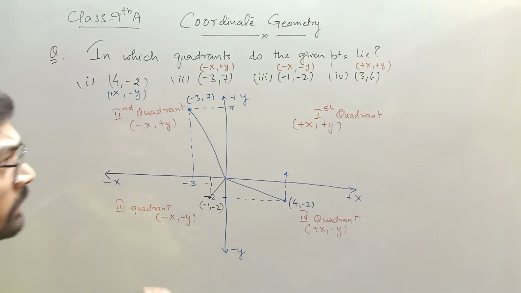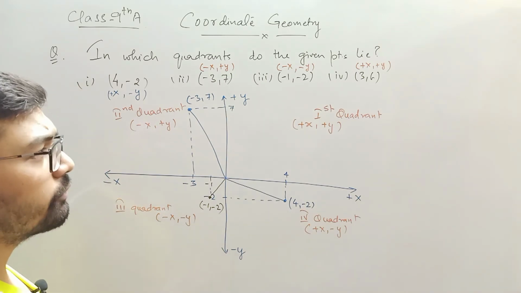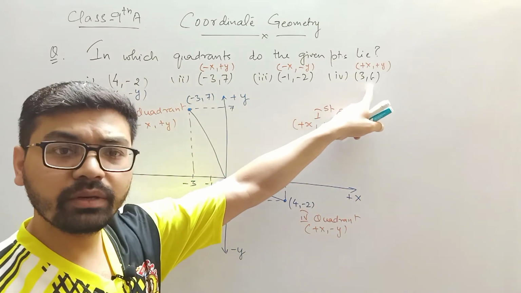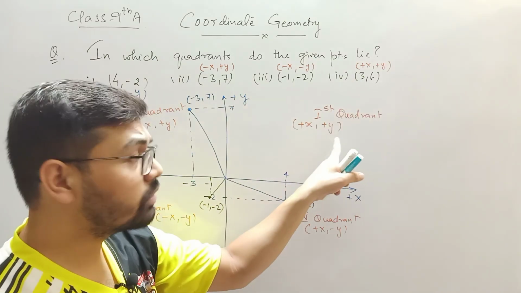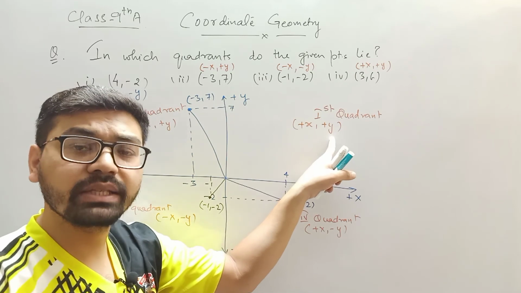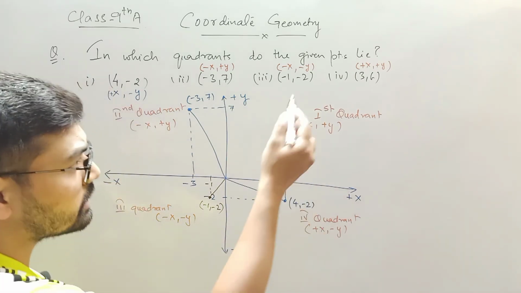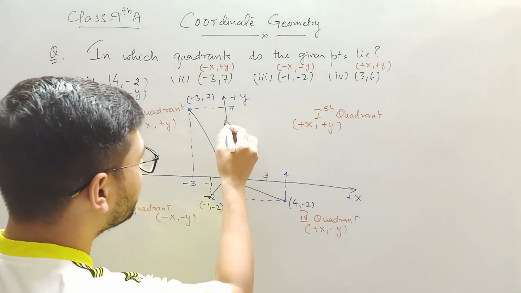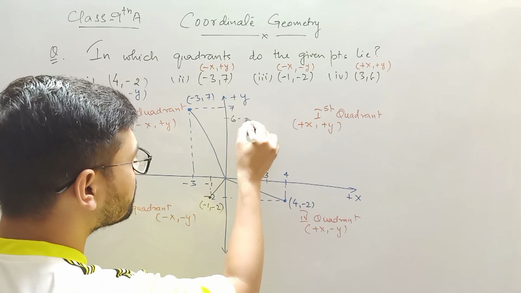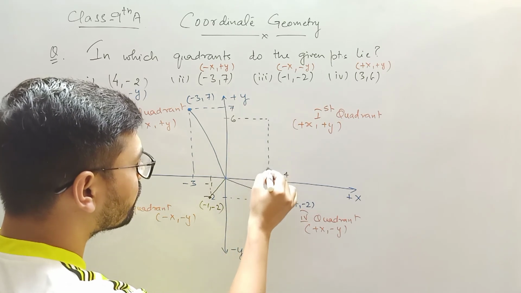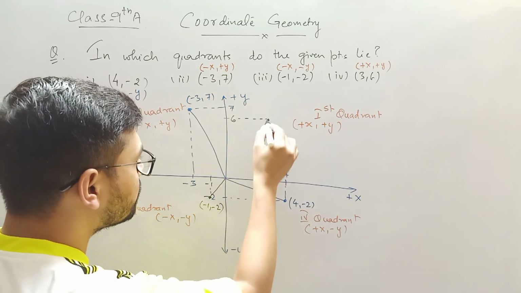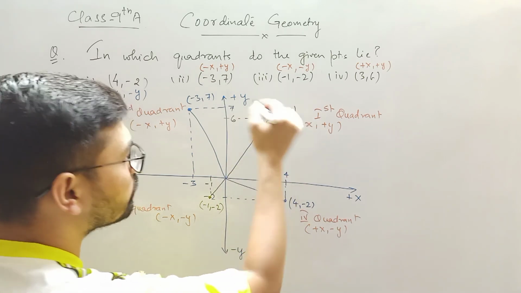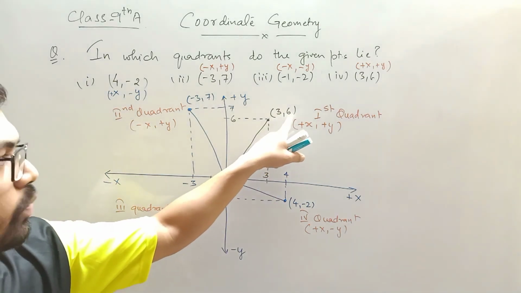Okay, then I move to the fourth point. The fourth and last point is (3, 6). What you observe here is both values are positive, and you know that only in the first quadrant are both x and y positive, right? So let's say x is 3 and y is 6. So this point will lie somewhere here from the origin. So this point is (3, 6), where both x and y are positive.